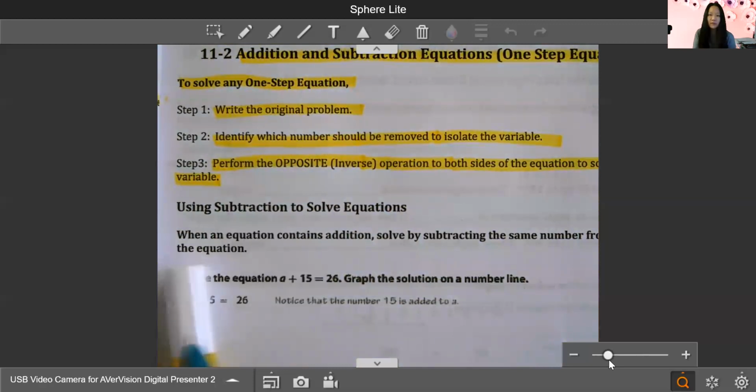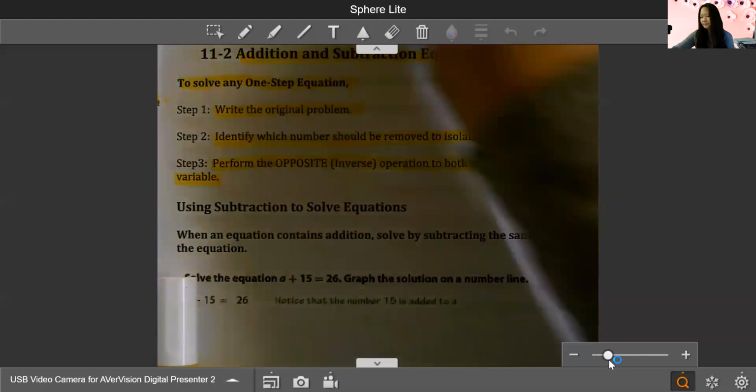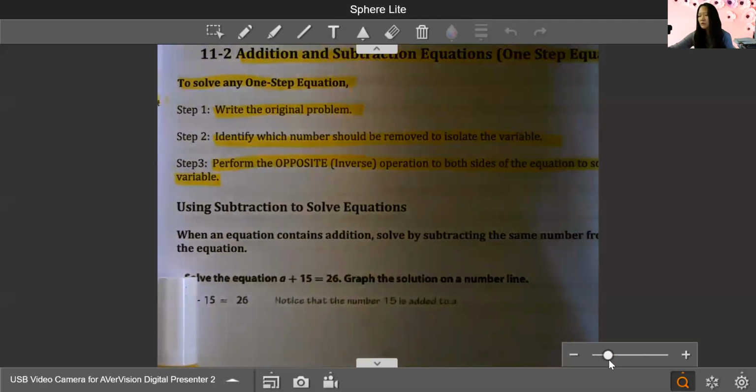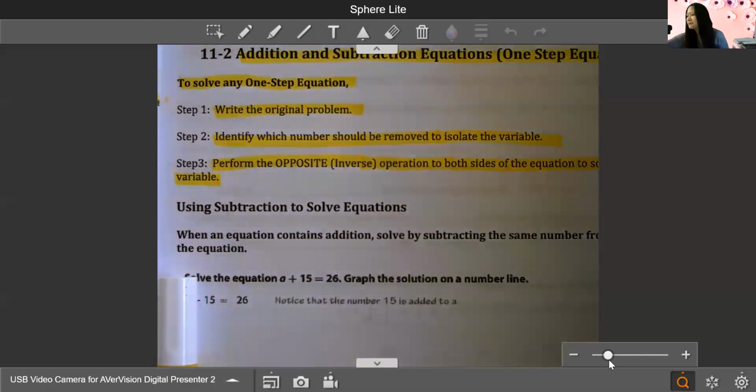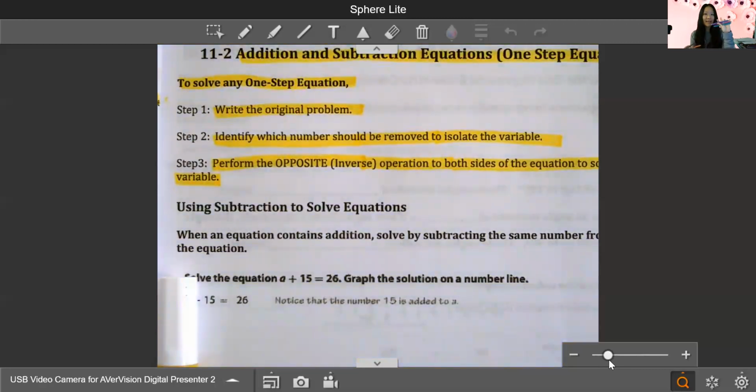Before going over a couple problems, let me just say this. An equation means the left and the right side of an equation are equal. For example, 2 plus 3 is equal to 5. 2 plus 3 is 5, so 5 is equal to 5, right? Let's say I have 3 pens on my left side and 3 pens on my right side. They're equal, they're balanced. So I can say this is equal to this.